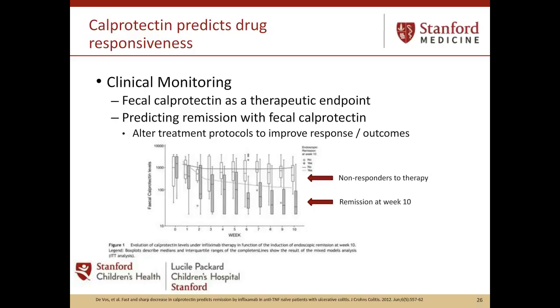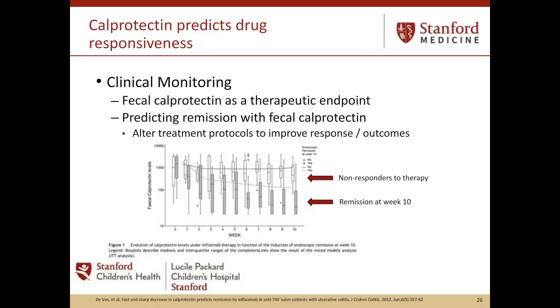This study used Remicade or infliximab, and there was a good statistical significance in that calprotectin levels over time decreased under 100 and many under 50 microgram per gram at 10 weeks when the patients responded to the drug infliximab. And patients who did not respond continued to have persistent elevations in calprotectin. So those are the take-home pearls for me.